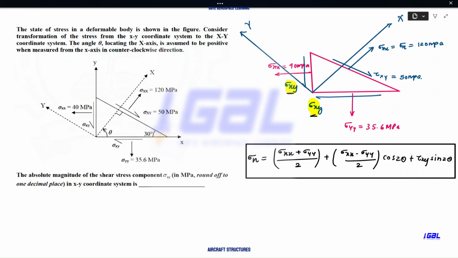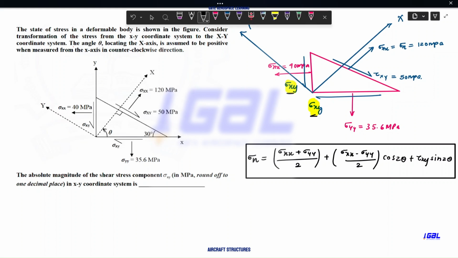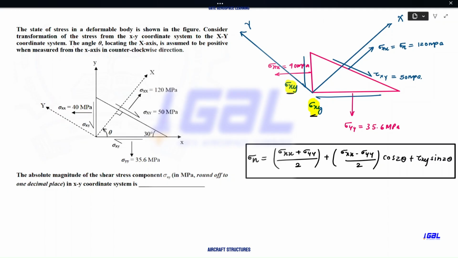Okay. Now when you write this equation, or when we have derived this equation, or you go to any of the books, this theta is derived for the clockwise direction. Okay, let me tell you this now. So this theta is derived in the anti-clockwise direction from the vertical.